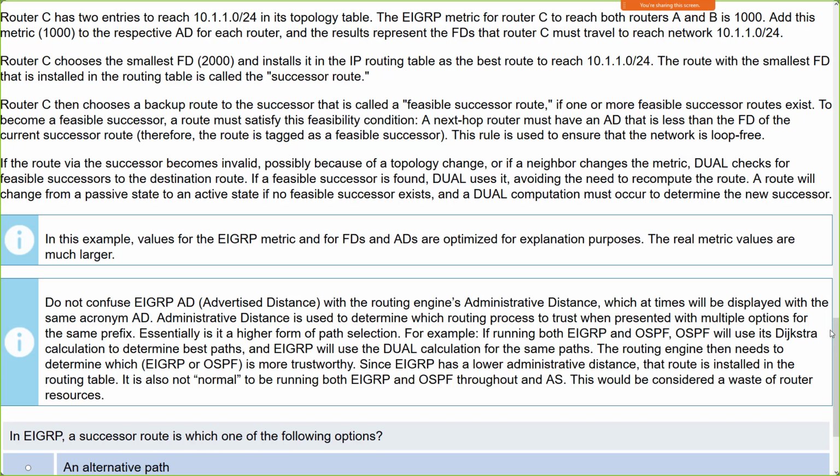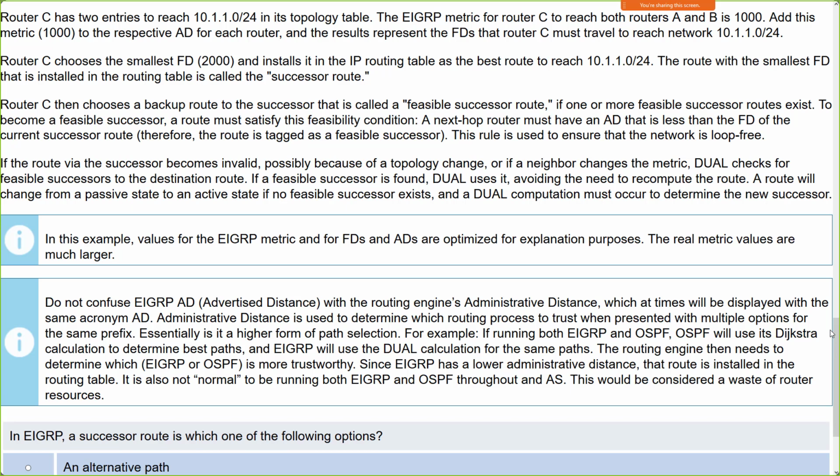Passive and active are terms that we use to describe the state of the routes in the topology database. A route that's passive is stable and converged. A route that's active means that the query process has been triggered and we're waiting for some replies before we can decide what to do. All right? And that's what they're saying here in the last sentence. A route will change from the passive state to an active state if no feasible successor exists.